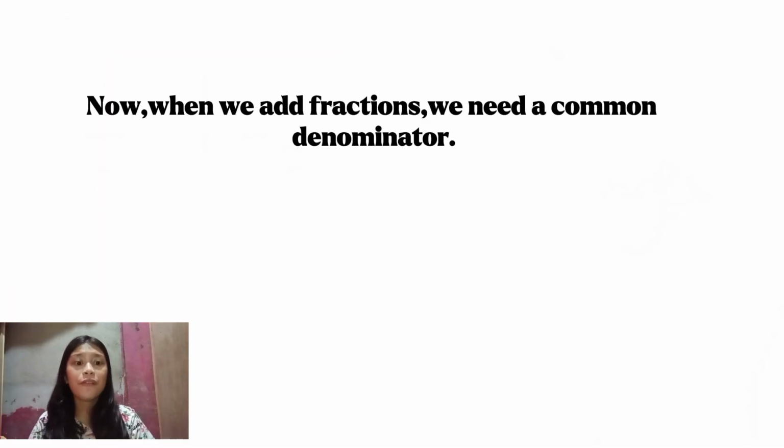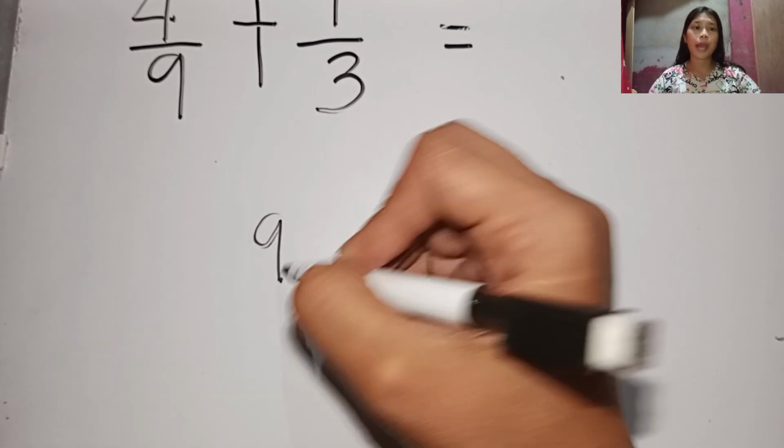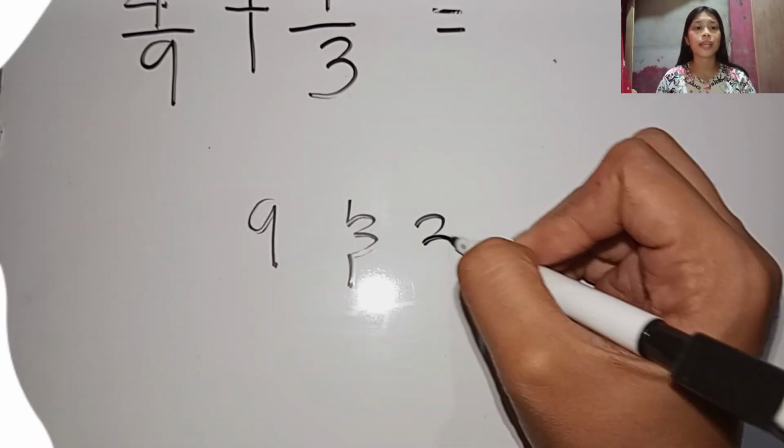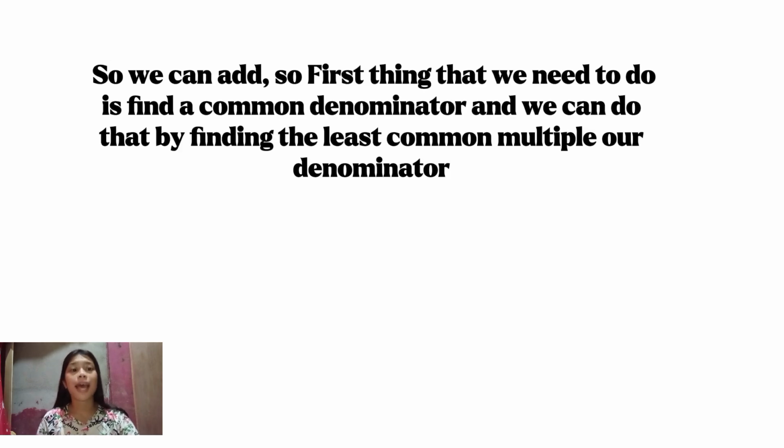Now, when we add fractions, we need a common denominator. In other words, the bottom numbers need to be the same in order to add. For number 1, we have 9 and 3. So obviously, we don't have a common denominator to start with. So the first thing that we need to do is find a common denominator, and we can do that by finding the least common multiple of the denominators.